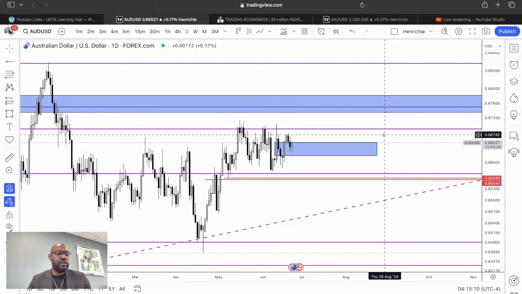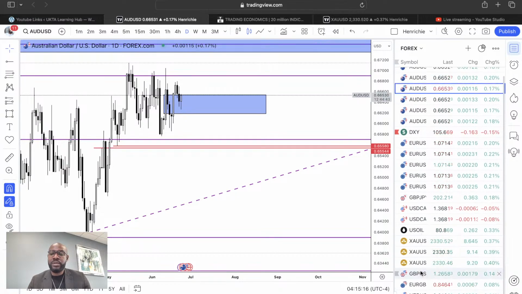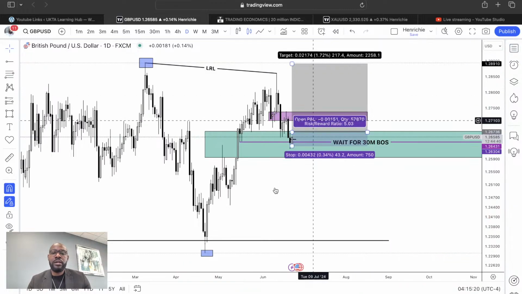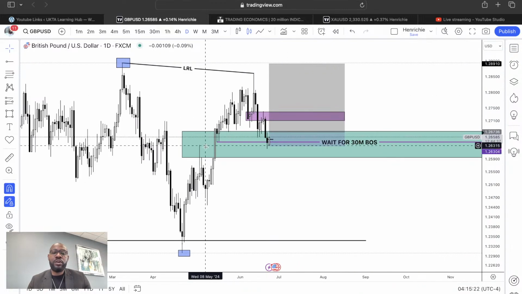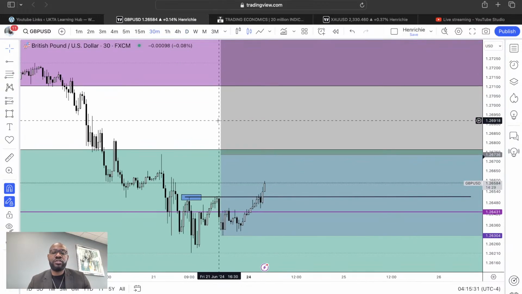So the next one we're going to take a look at is GBP US dollar, what GBP US dollar is doing, and then we're also going to take a look at gold. So for GBP US dollar, I'm watching this key level and inefficiency on the daily time frame, and for me to look for a potential buy, I would like to see a 30 minute break of structure.